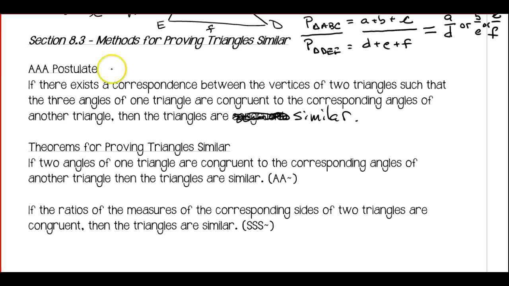Okay, so normally we're not going to use this postulate because we know by the no choice theorem that if two angles of one triangle are congruent to two angles of the other triangle, the third angles have to be congruent. So really, angle angle is going to be plenty. So here's our angle angle similarity. If two angles of one triangle are congruent to the corresponding angles of another triangle, then the triangles are similar. So really, this is our first method for proving triangles similar. We don't really use angle angle angle, but we will use angle angle similarity.